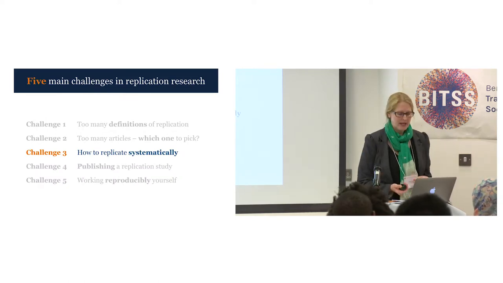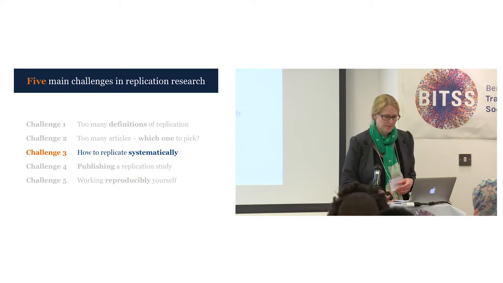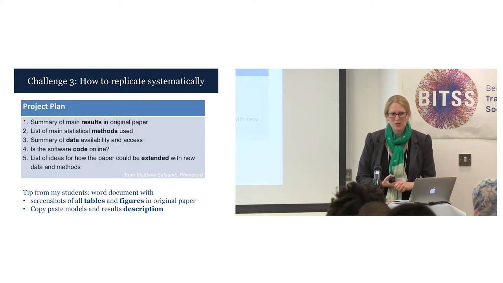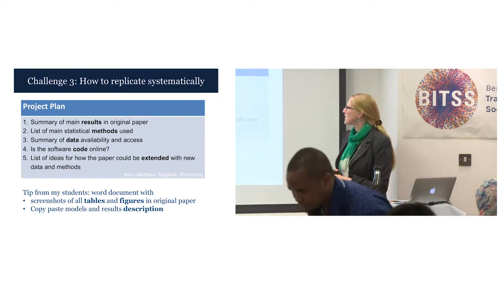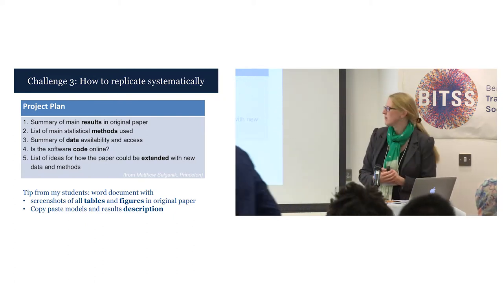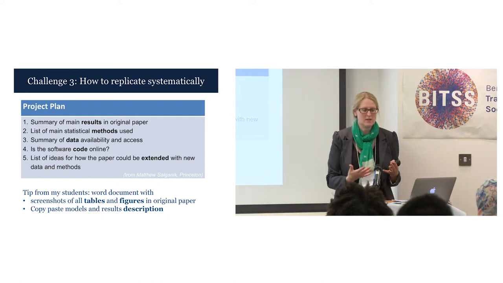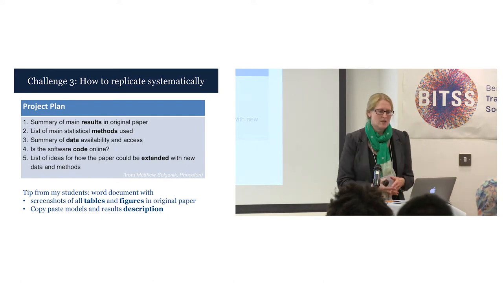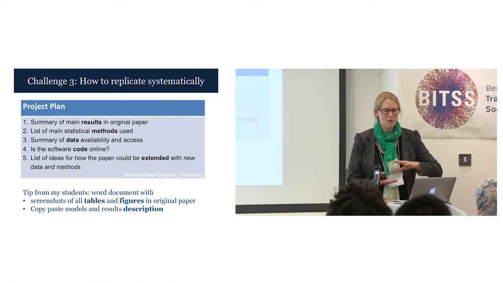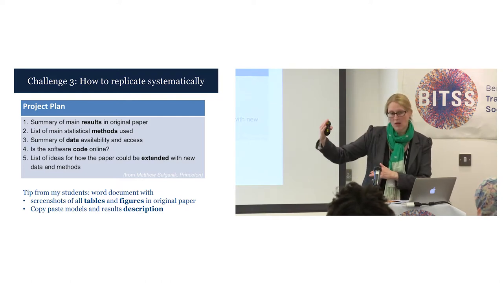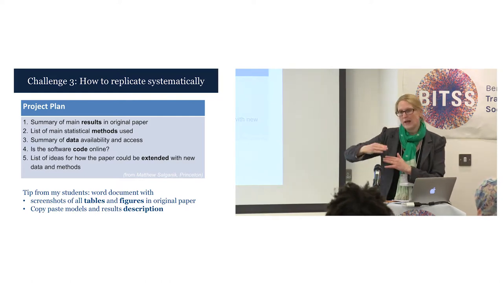So how do we replicate systematically? Ideally, you'd have a project plan. I maybe could have even called this a pre-analysis plan, because these are things that you want to take into account before you actually start. So you need to have an idea of what the actual results are that you want to replicate. You need a list of the statistical models that you may have to learn.